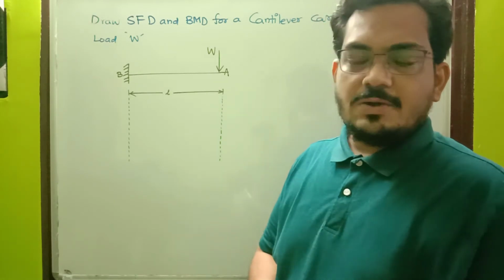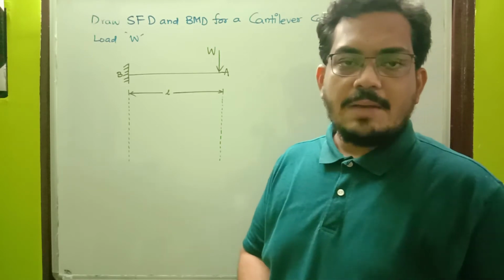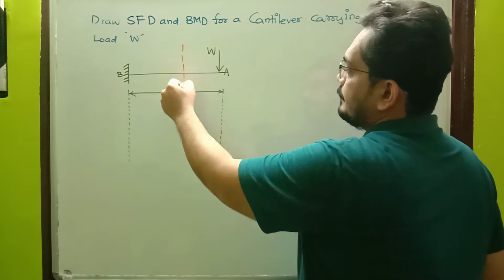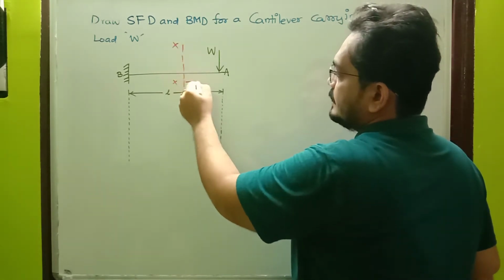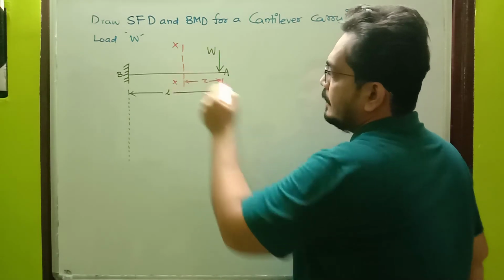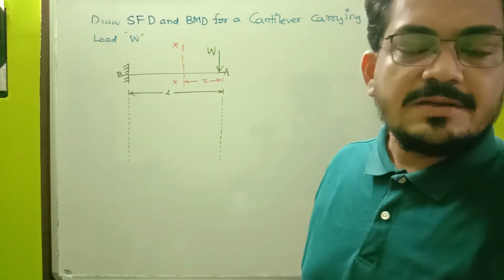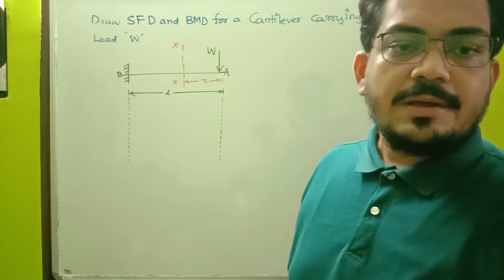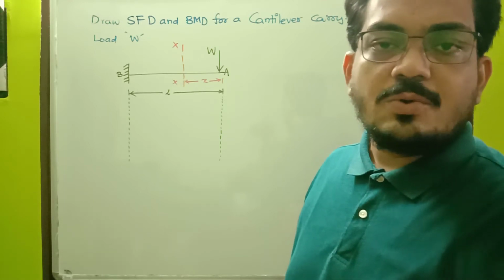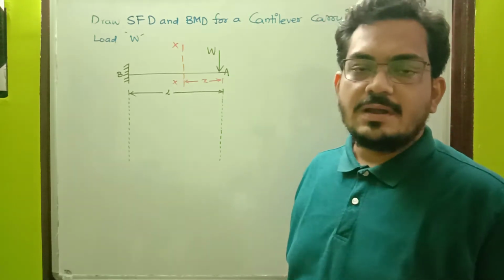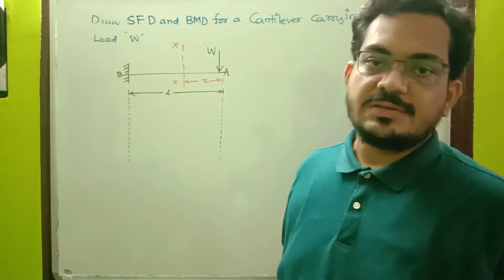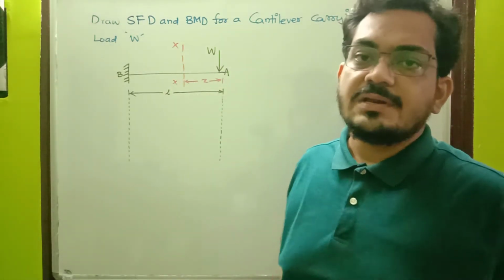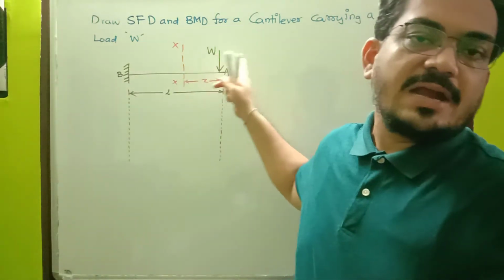Now, the first thing we need to do here is consider a section capital X and X. This section is located exactly at a distance of x from the free end capital A. Now I'm considering either the right or left side of the section. As there are no forces acting on the left side of the section, I'll go with the right side of the section. As you can see, there is only one force acting on the right side of the section, and there are no other forces acting on the beam.